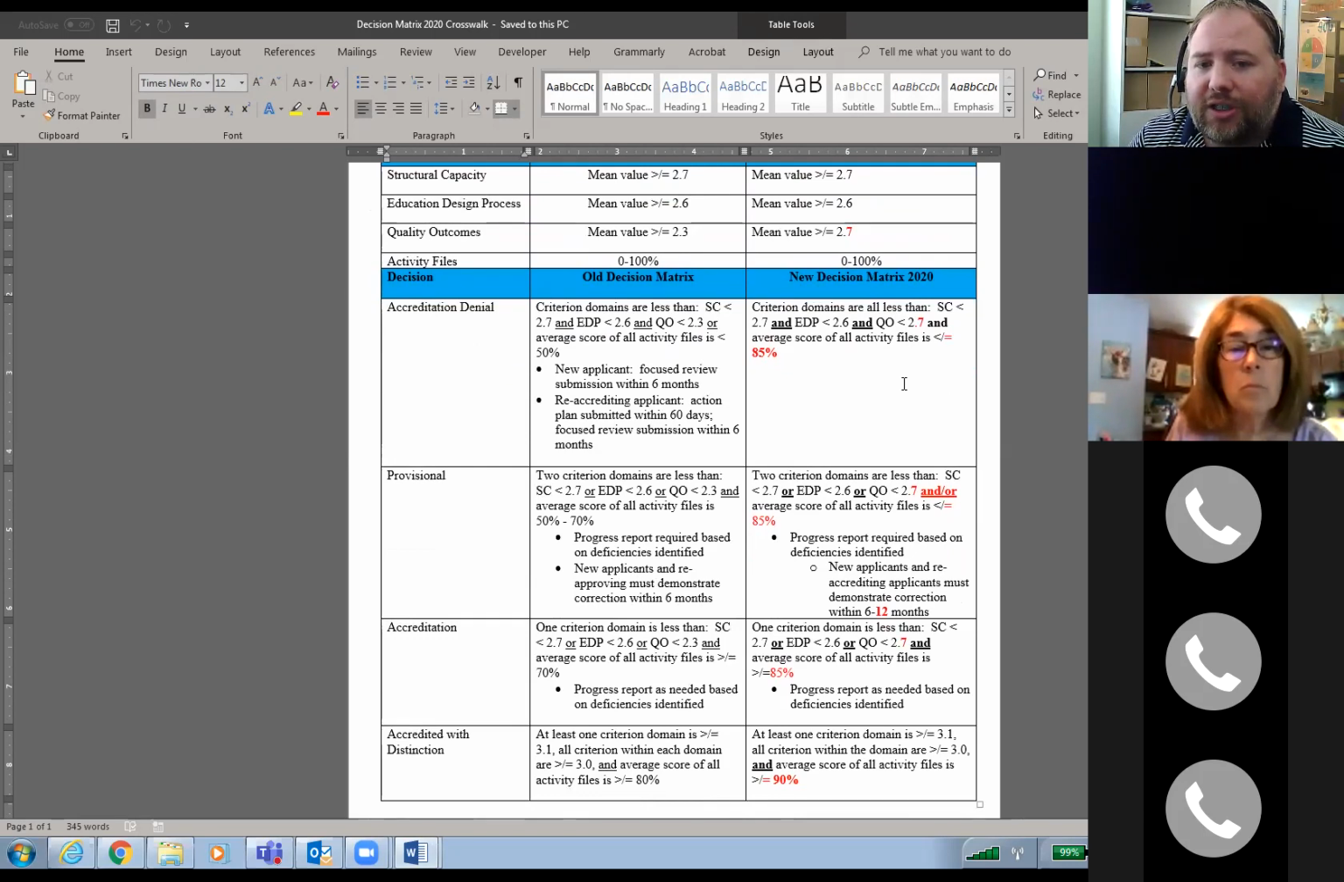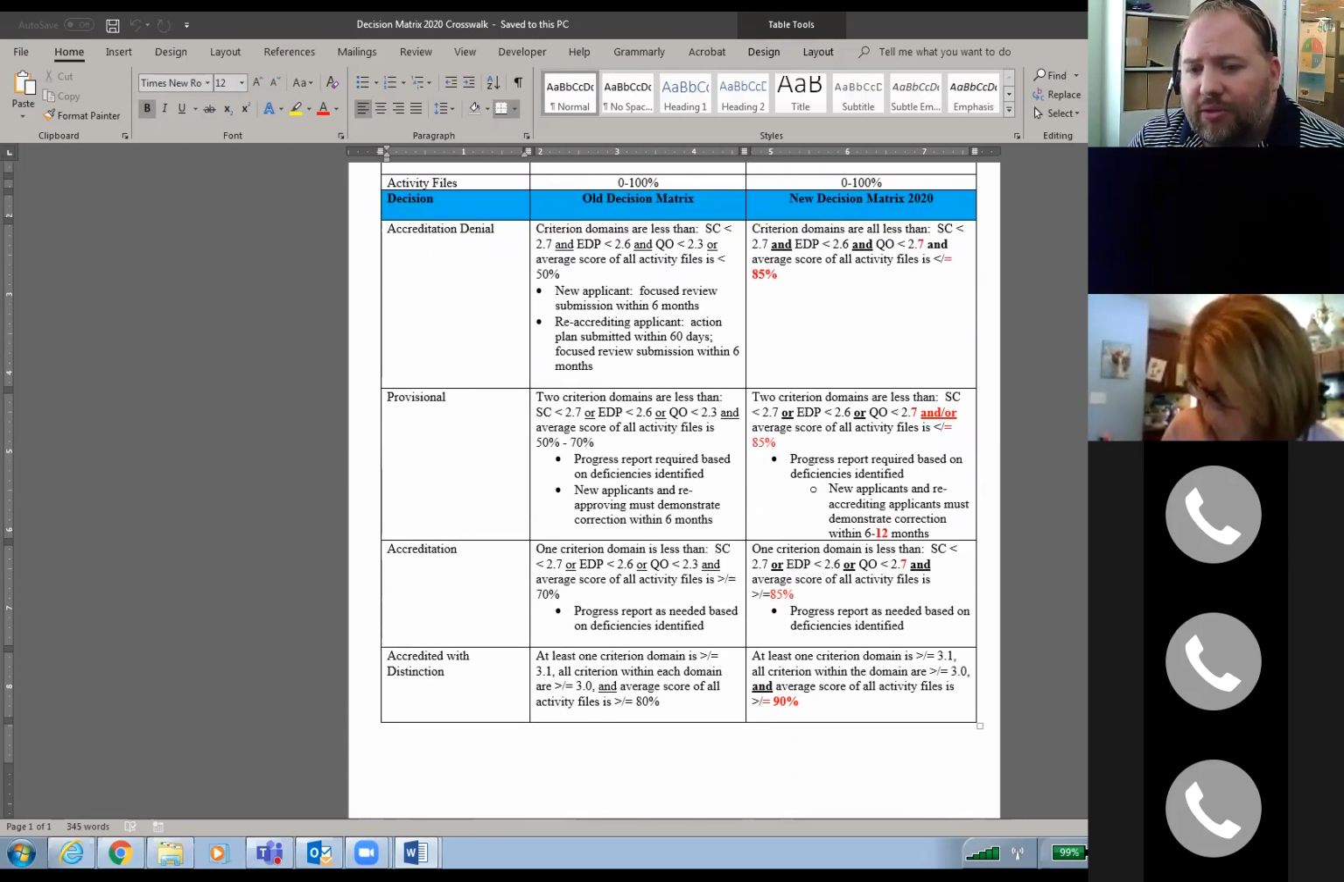And then accreditation denial is when criterion domains are all less than: SC is less than 2.7, and EDP is less than 2.6, and QO is less than 2.7, and an average score of activity files is less than or equal to 85%. So that is an accreditation denial.